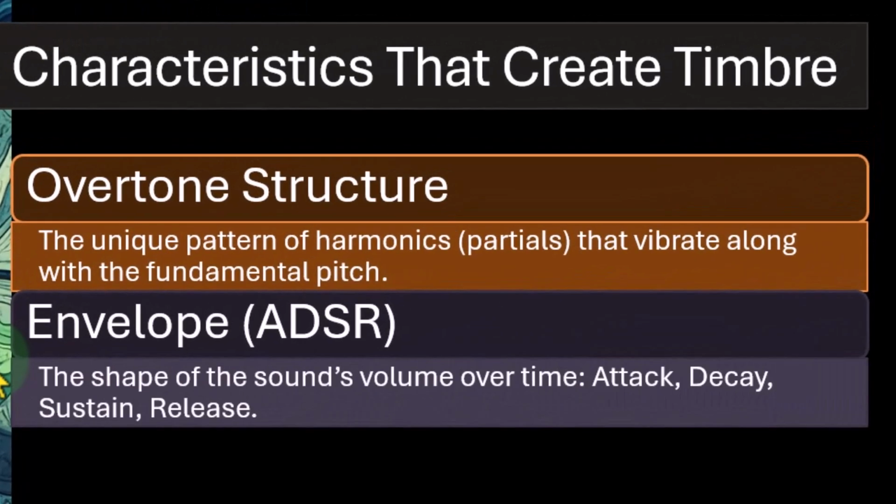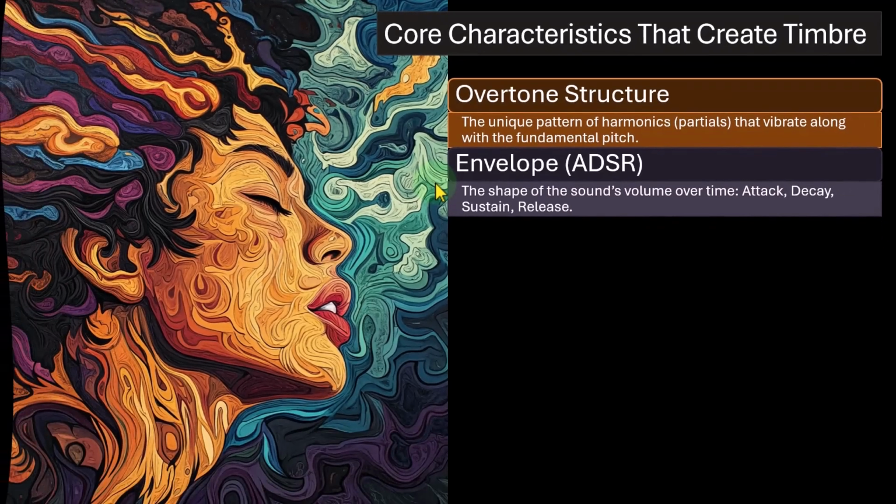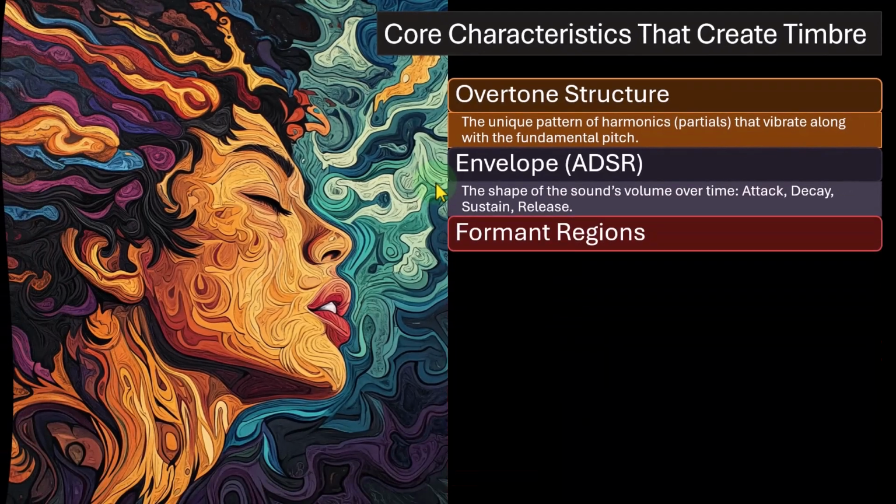So we've got the ADSR, which stands for the shape of the sound's volume over time. We'll get into the definitions of each of these in a second, but it includes the attack, the decay, sustain, and release. So we'll talk more about that shortly.